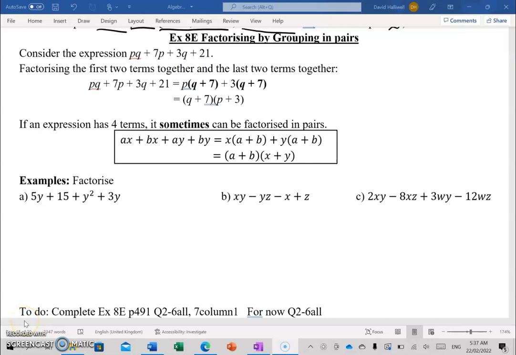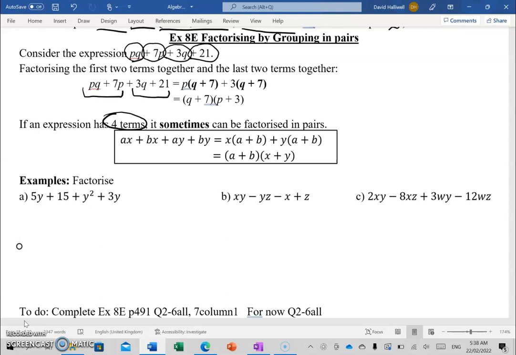Okay, now we're going to look at exercise 8E on factorizing by grouping in pairs. As I write stuff in, fill it in on your sheet. First thing to say is you use this method if there are 4 terms. Here's an expression with 1, 2, 3, 4 terms. What you do is you pair the terms together. So I pair the first 2 and I pair the back 2 together.